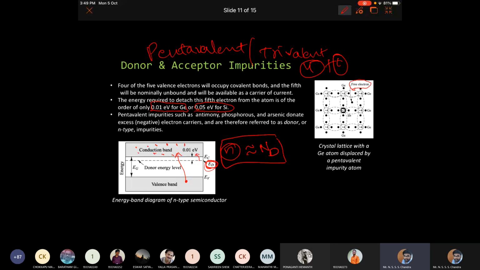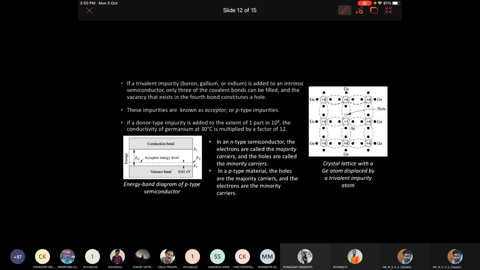Similarly, if you take a trivalent impurity, like here I am taking indium, what happens? You do not have one electron for forming a covalent bond. This absence of an electron I can call a hole. This is the energy level of your acceptor ion.